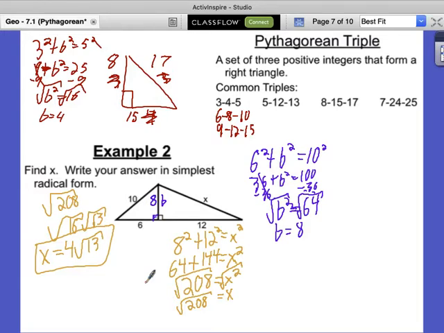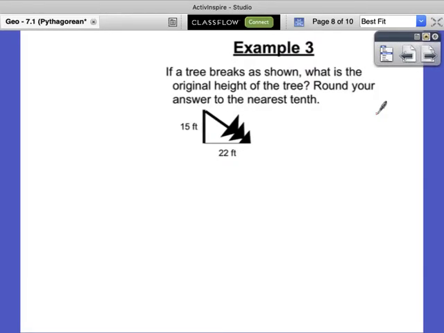And that's what we did last time. Now this time, Example 3. If a tree breaks as shown, what is the original height of the tree? Rounding your answer to the nearest 10.